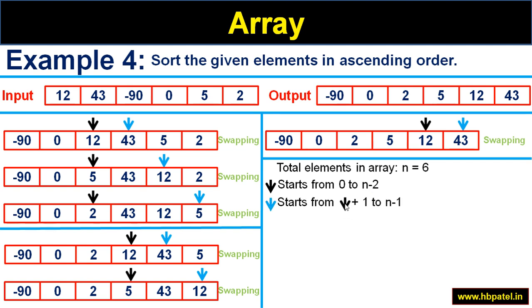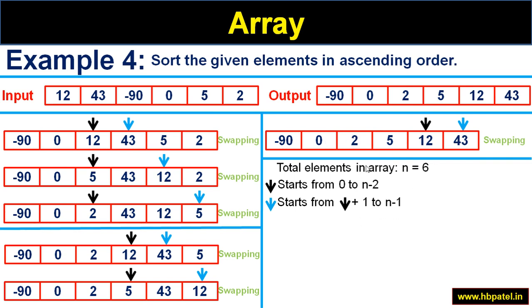And blue pointer always starts from black plus 1. We know that blue always starts from black plus 1. And it goes to n minus 1, sorry. So 6 minus 1 is 5. So 0, 1, 2, 3, 4, 5.